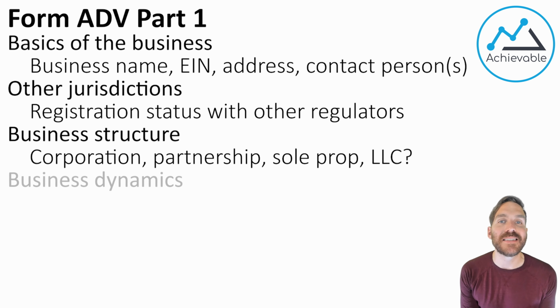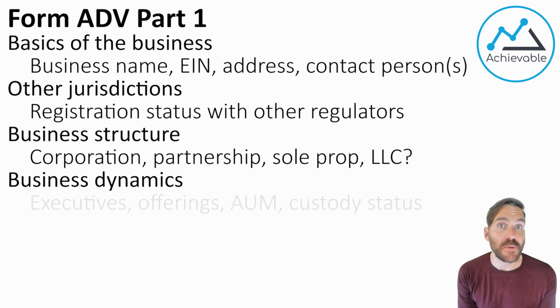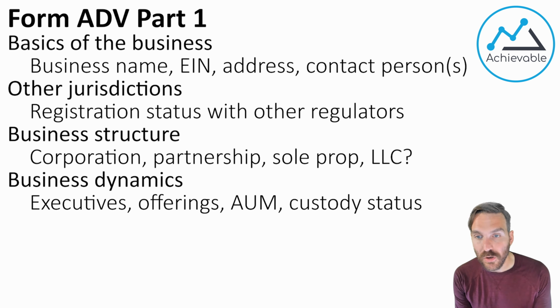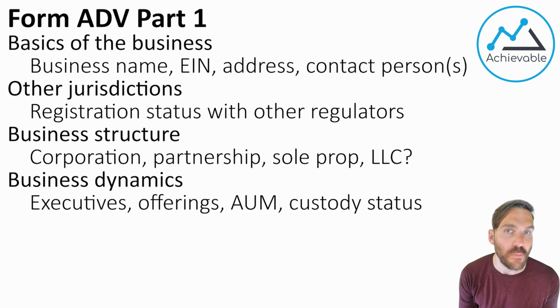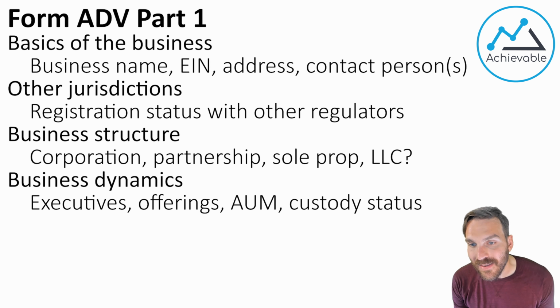Next would be business dynamics, and there's a lot that can fit under here. The first being firm executives. These are typically the officers and directors or partners of the firms that are being registered. What type of products or services will this firm offer? The amount of assets under management. That's pretty important too. Knowing the scope of the businesses they're regulating may help them regulate the advisors in a better way. If the advisor maintains custody.